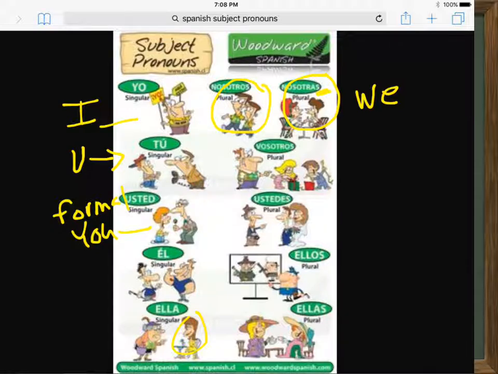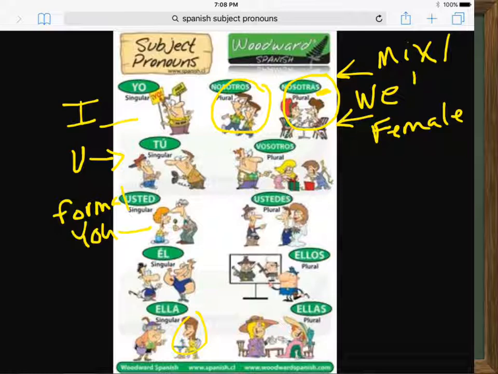Yeah, it's usually a mixed group when you say we. So, anyway, you do use it, but not as much as you use nosotros. Okay, so both of these mean we. But just remember that you have the all-female version, and you have the mixed group, or all-male version. Okay, we're going to pretend like vosotros does not exist.